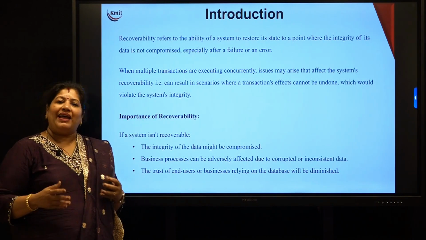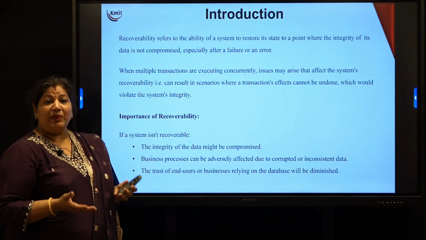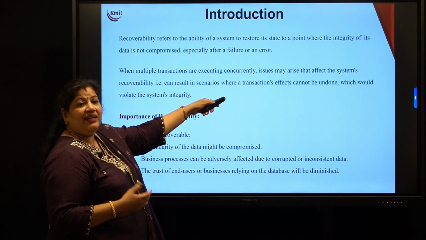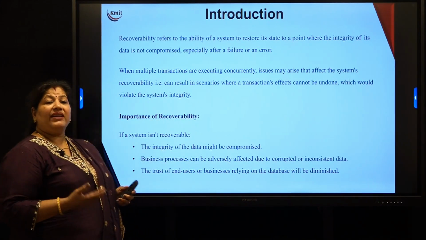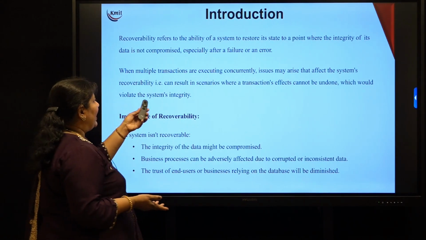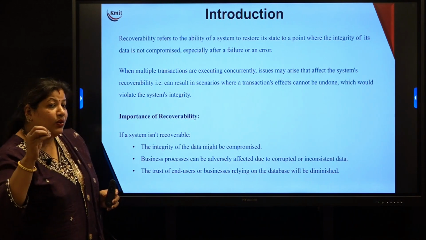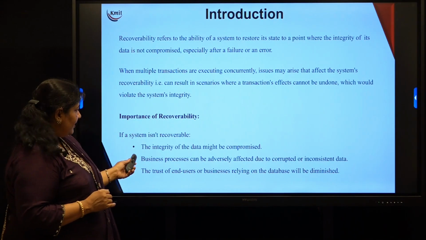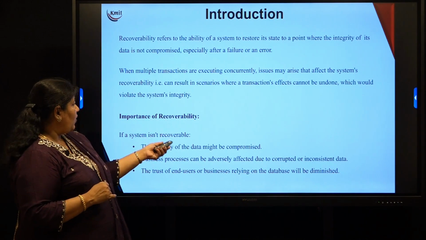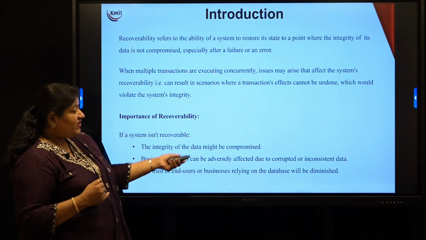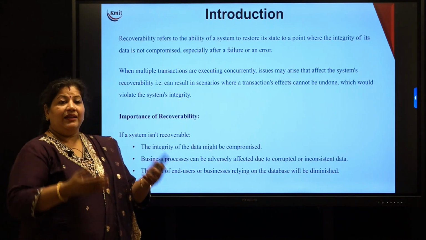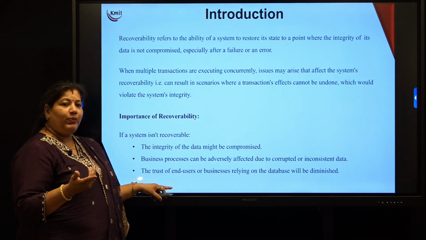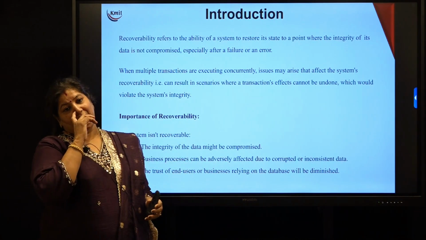Now, we know that when multiple transactions are executing concurrently, issues may arise that may affect the system's recoverability. It can result in scenarios where transaction effects cannot be undone, which would violate the system's integrity. So, in order to maintain the integrity and consistency of the data, we require recoverability. That is, the integrity of the data might be compromised if we are not able to recover, because of which business processes may get adversely affected. That in turn may make you lose the trust of end users. All these things are problems which may arise if you are not able to recover the database.